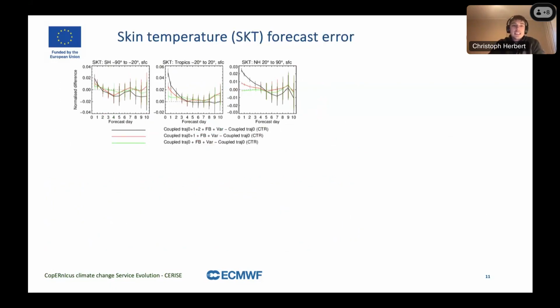Now having a look at the very lowest level of the atmosphere, which is the skin temperature, and also looking at the forecast error. We looked at the 2-meter temperature and the temperature at a lower level in the atmosphere. But looking at the skin temperature, we see in the first couple of forecast days some increase in, again, the normalized differences in root mean square forecast error, and this is something we would like to find out why.